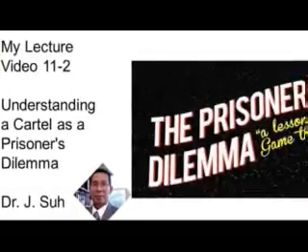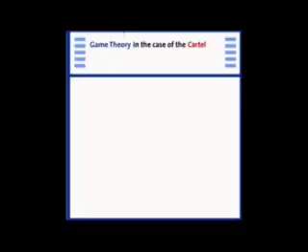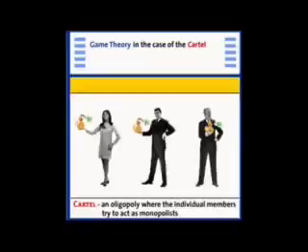Let's apply game theory to the case of a cartel. A cartel is an oligopoly where the individual members try to act as a monopolist. Remember, the monopoly always maximizes profits in a given market. So if we have a number of firms that can get together and act as one, that is, set price and quantity together, they can choose the monopoly price, the monopoly quantity, and earn the monopoly profits, which they can then divide among themselves. A cartel arrangement like this always maximizes profits for the members of the oligopoly.